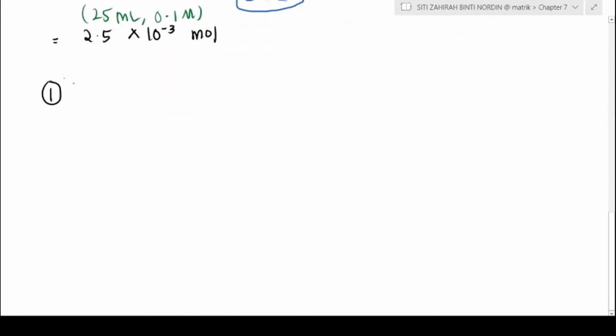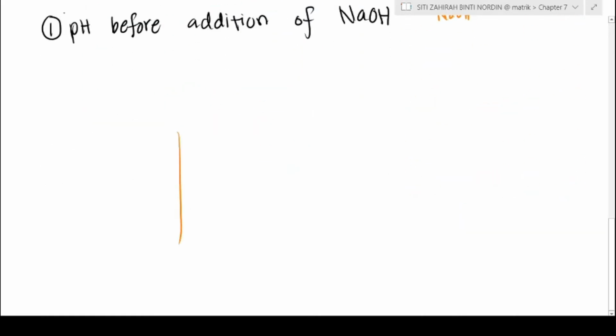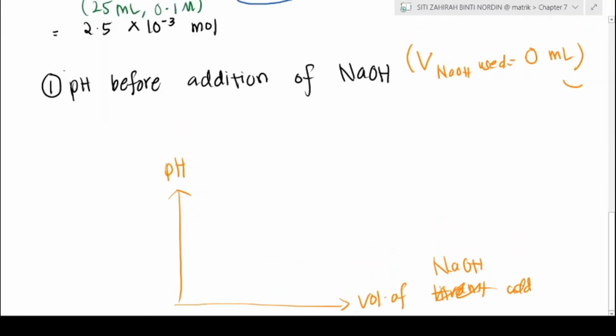So first is the pH before addition. We don't add any sodium hydroxide first, so the volume of sodium hydroxide used is equal to 0 ml. Why do we need to find the volume of sodium hydroxide used? Because remember back in my video I told you that the y-axis would be the pH, and the x-axis would be the volume of titrant added. So in this case our titrant is sodium hydroxide. That's why we need to find the volume of sodium hydroxide used.